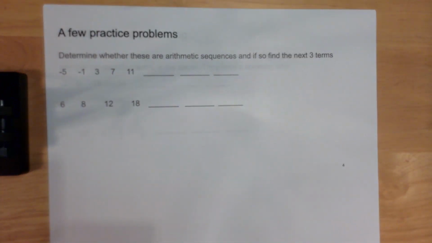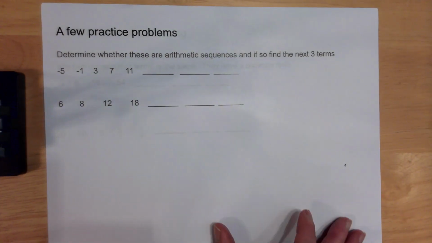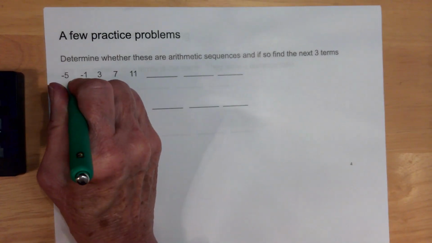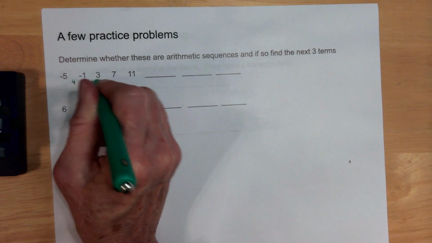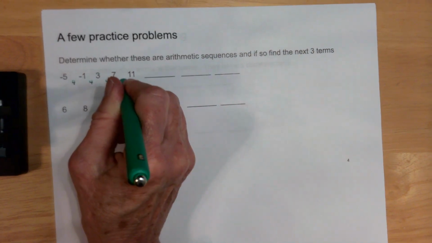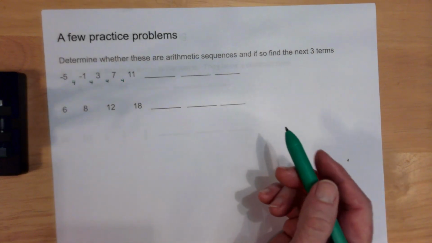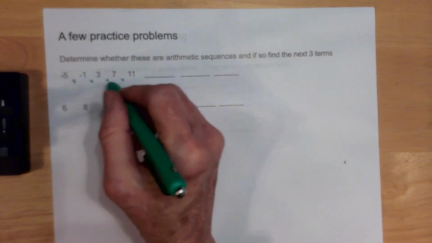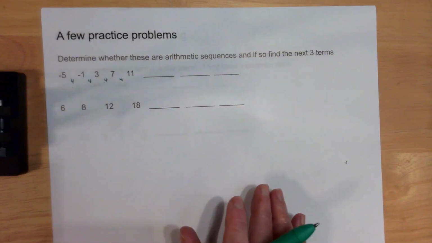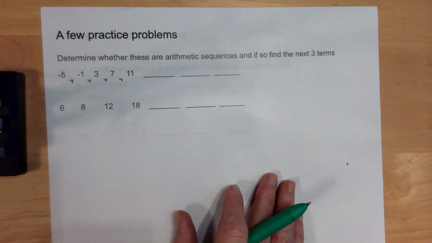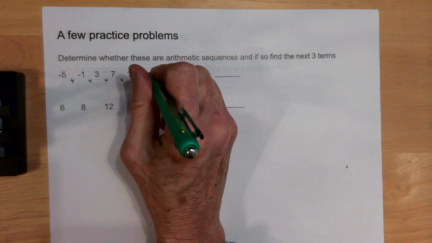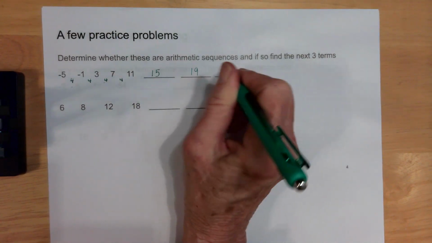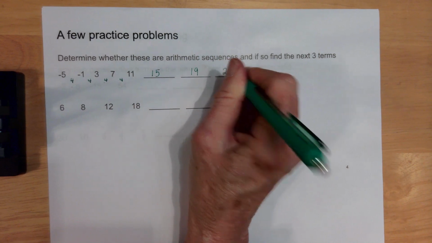Let's do a few practice problems here. If I'm going between -5 and -1, looks like I've added a 4 between each one of these. So I know it's an arithmetic sequence, so the answer is yes. Okay, if they were different numbers that I add between each one of them, the answer would be no, it's not an arithmetic sequence. So the next number would have to be 15, and then 19, and then 23.